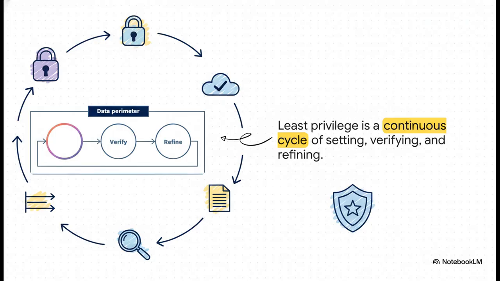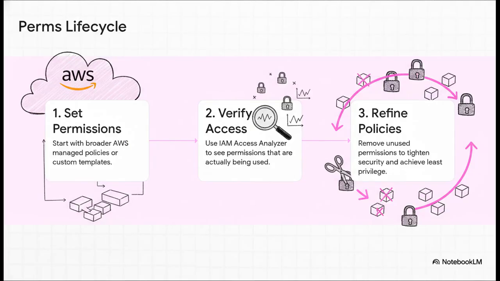Yeah, this image really shows what I mean. Least privilege isn't some destination you arrive at. It's this continuous loop of refinement. You're always in this cycle. You set some permissions, you check to see what's actually getting used, and then you tighten things up. So let's walk through that cycle.